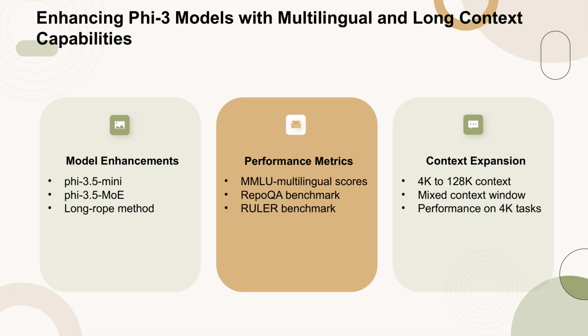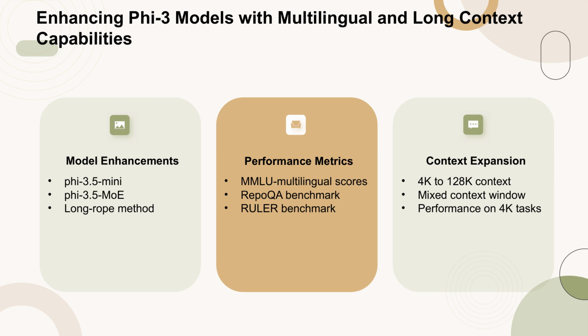Performance comparisons on multilingual tasks show that Phi 3.5 Mini significantly outperforms Phi 3 Mini in several languages, with average scores of 55.4 and 47.3, respectively. The Phi 3.5 MoE, due to its larger model capacity, achieves an even higher average score of 69.9. Both models also demonstrated superior performance on the RepoQA and Ruler benchmarks compared to other open-source models, although a performance drop was observed on the Ruler task with the 128K context window, suggesting a need for more high-quality long-context data in future model versions.